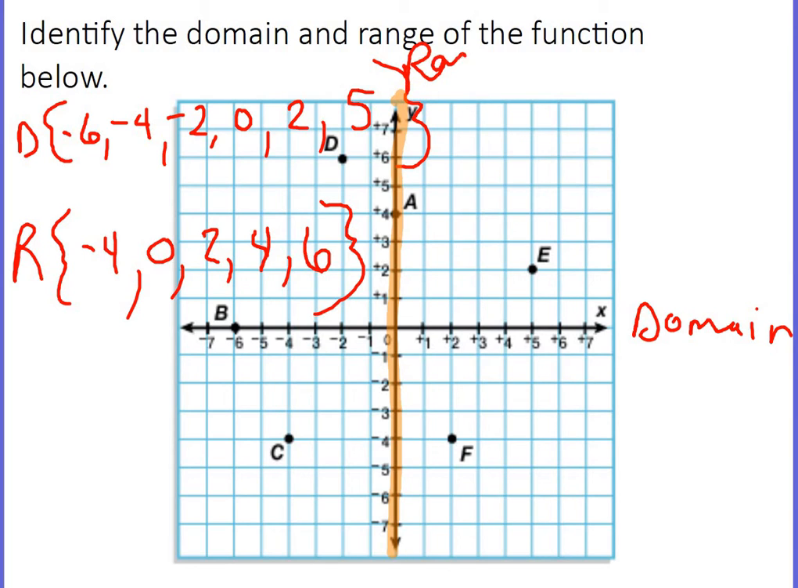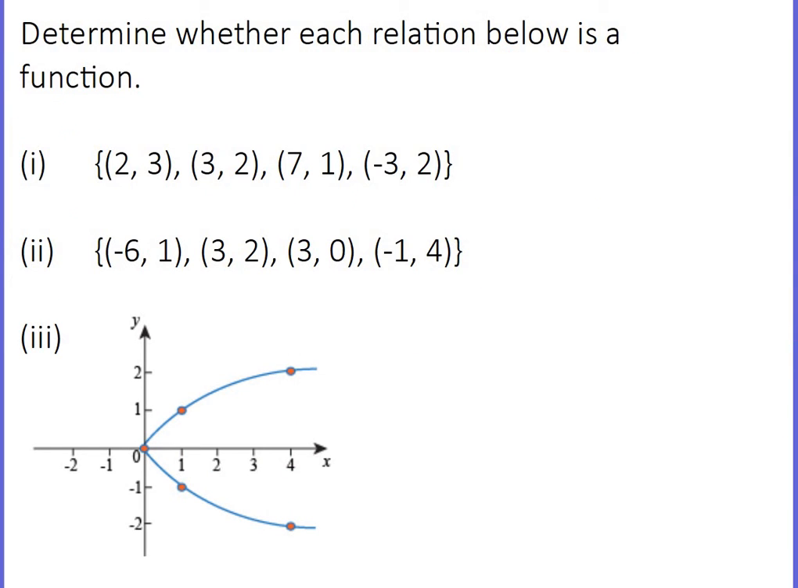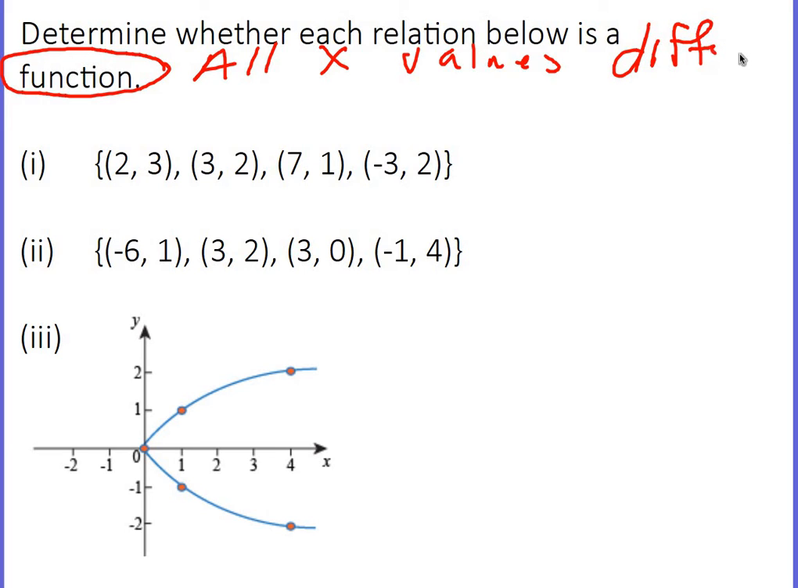And this is the range. Okay? All right, so let's check on the next one. Okay, we have another one. It says determine whether this relation is a function. To be a function, you have to make sure all X values are different.